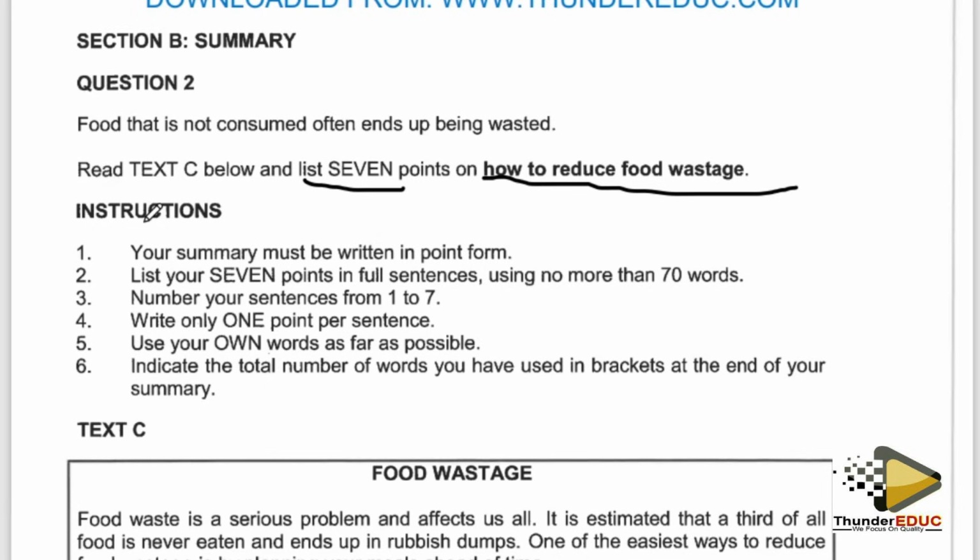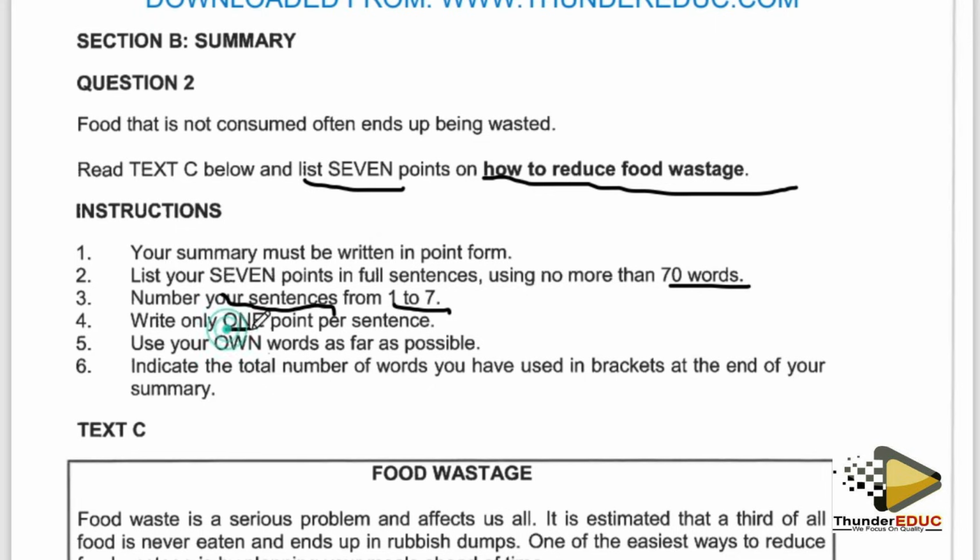Remember when I began the session, I said, please take note of your instructions. Even inside the paper, follow the instructions that are at the beginning of each section. Instruction number 1 says, your summary must be written in point form. List your 7 points in full sentences using no more than 70 words. That's our word limit. Number your sentences 1 to 7. That's an instruction, which means we are writing proper sentences. There we have it. We are writing proper sentences from 1 to 7.